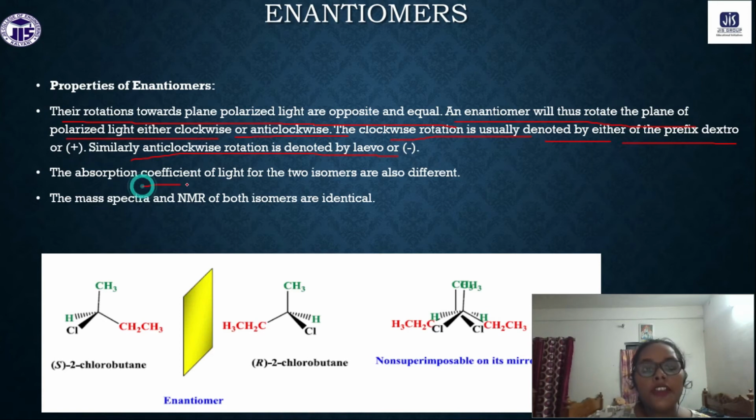The absorption coefficient of light for the two isomers will be different. The mass spectra and NMR of both isomers are equal. So these are some of the properties that we have for the enantiomers.